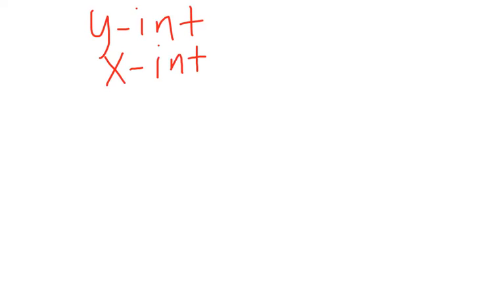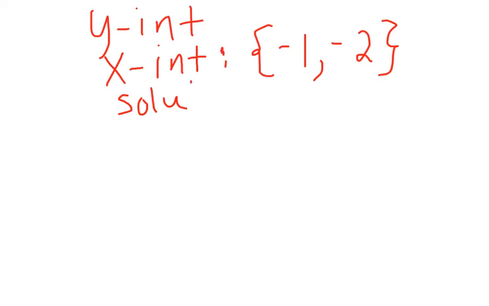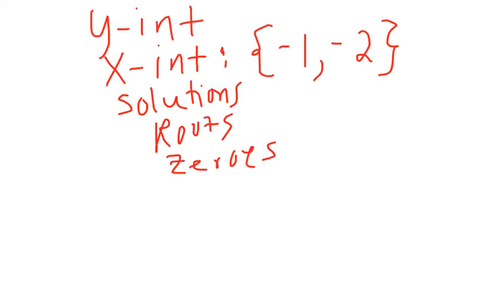Now, we just figured them out, and they are -1, -2. Now, guys, these are also referred to as the solutions. The x-intercepts are referred to as the solutions. Same thing as the roots or the zeros, okay? Roots, zeros, solutions, x-intercept, they all mean the exact same thing. Basically, what are the answers to the quadratic?